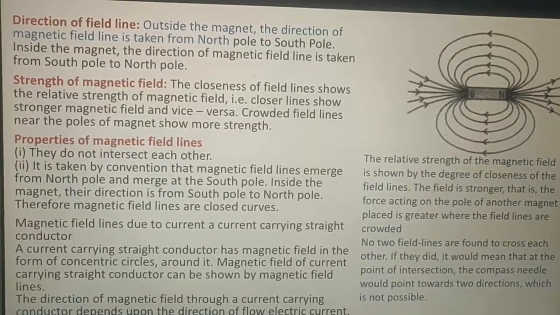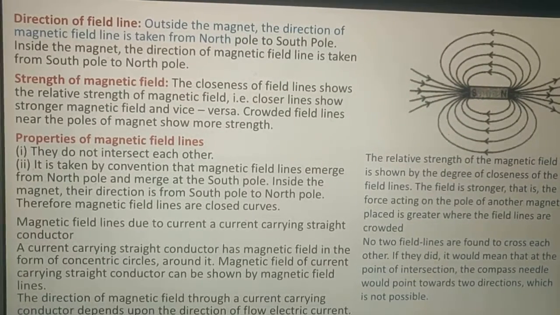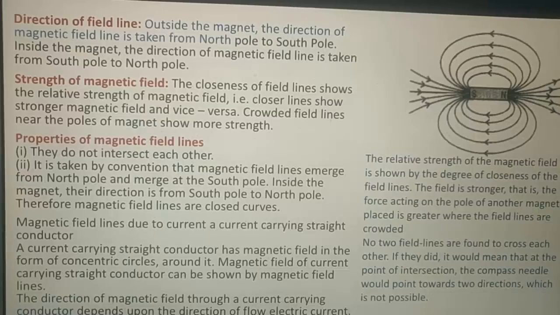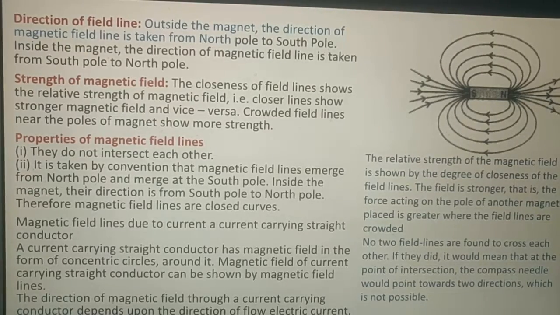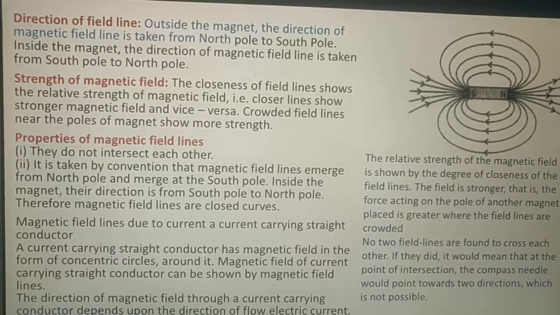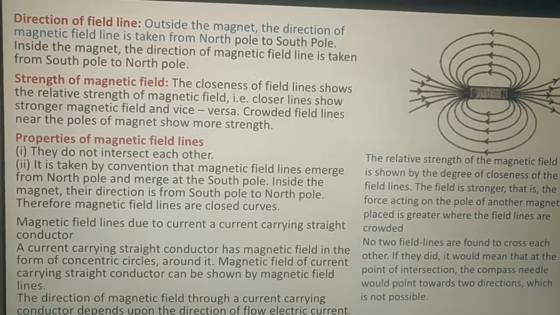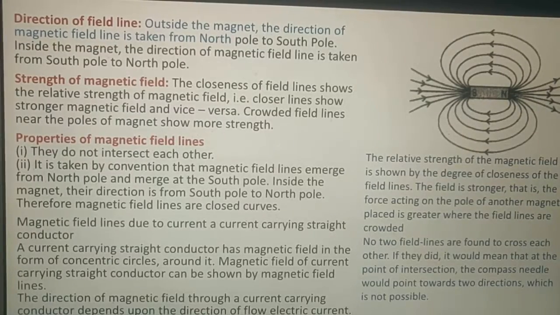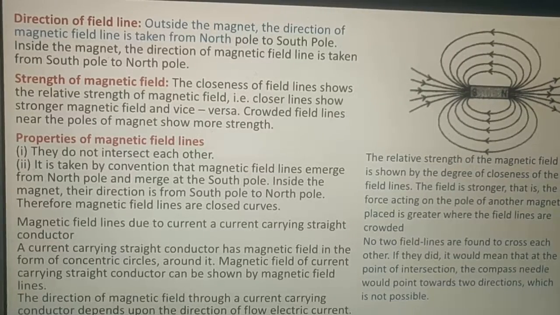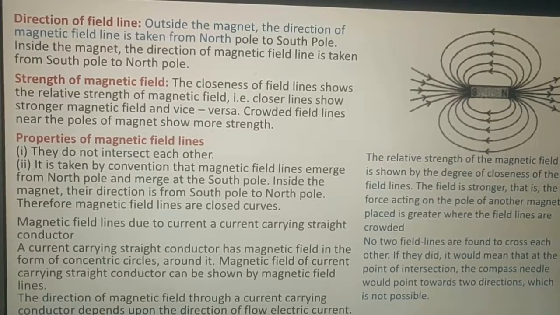The relative strength of the magnetic field is shown by the degree of closeness of the field lines. The field is stronger, that is, the force acting on the pole of another magnet placed there is greater, where the field lines are crowded.